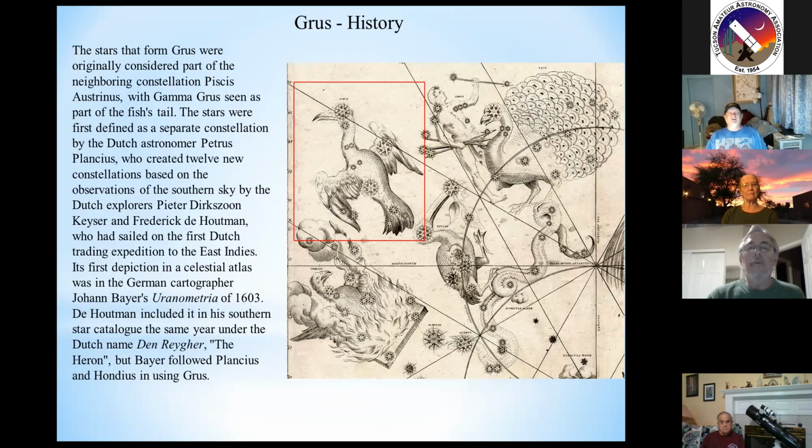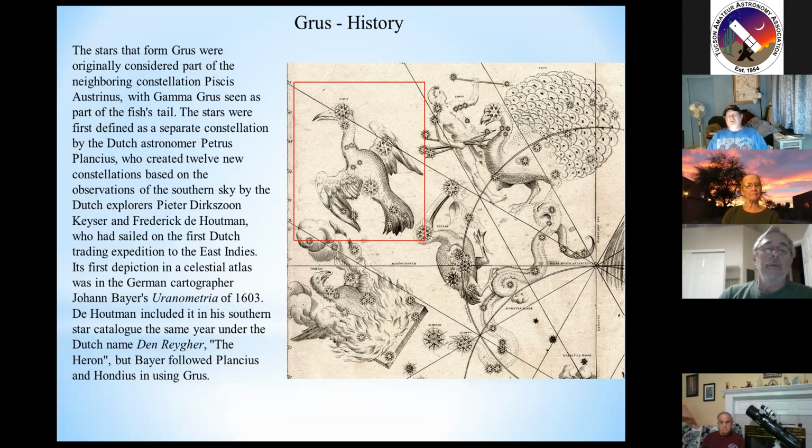The stars that form Grus were originally part of the neighboring constellation Pisces Austrinus. Gamma Grus was actually in the fishtail. The stars were first defined as a separate constellation by the Dutch astronomer Petrus Plancius, who created 12 new constellations in the southern sky based on observations by a couple of Dutch explorers, Pieter Dirkszoon Keyser and Frederick de Houtman, who had sailed to the Dutch East Indies in, I think it was the 1580s.